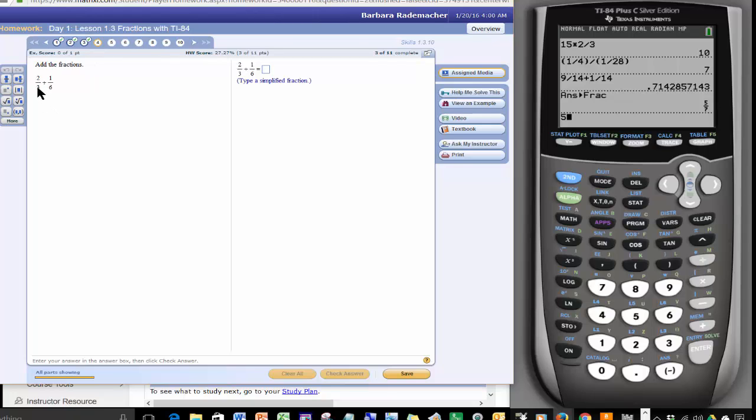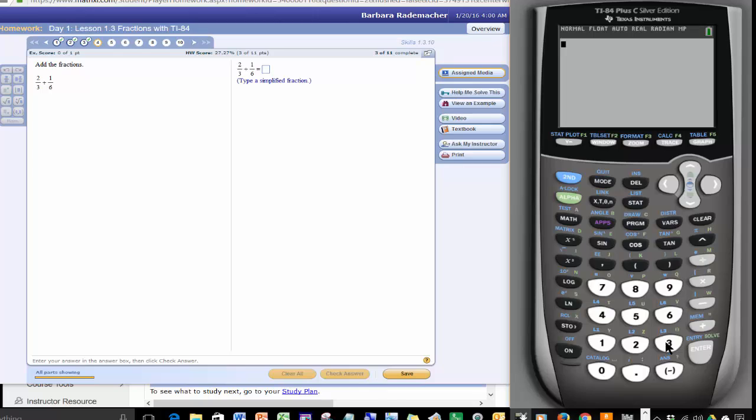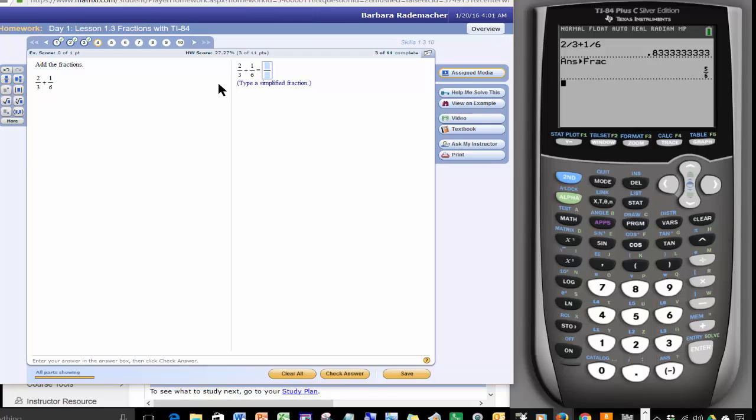Now we're adding two fractions that have different denominators, different bottom numbers. So to do this, I'm going to clear my screen to make more room. Clear. And I'm going to add 2 divided by 3, which is 2/3, plus 1 divided by 6, which is 1/6. I hit enter. Then I go to math. Frac is at number 1. 1 is already highlighted, so all I have to do is hit enter. And then enter again, and my answer is 5/6. So I come over here to the answer box, and I click on the fraction tool, and I put a 5 up here and a 6 down there, and I check my answer, and it's correct.